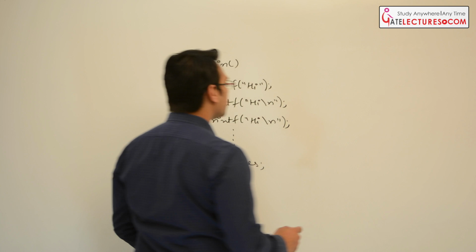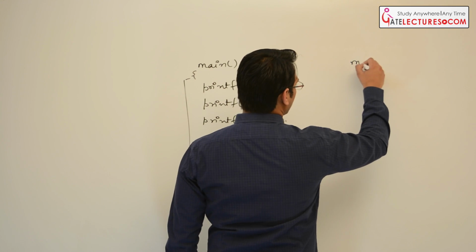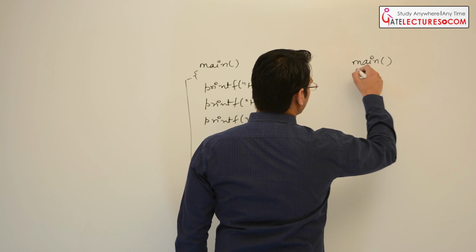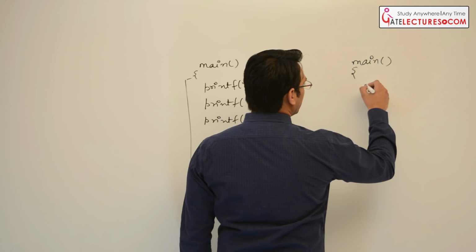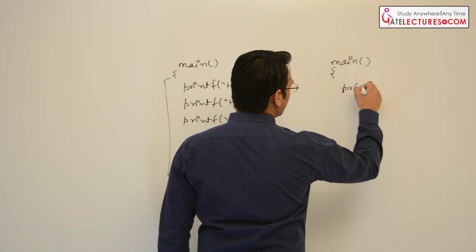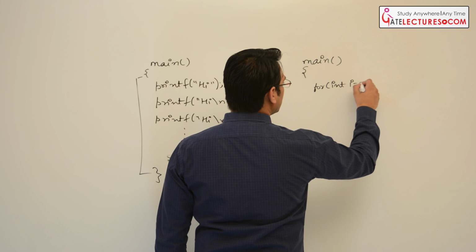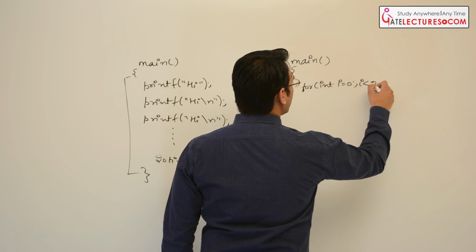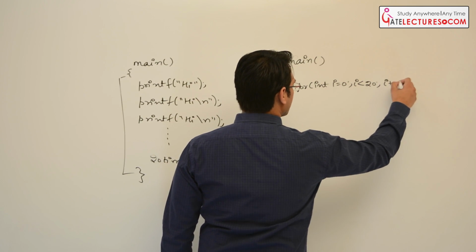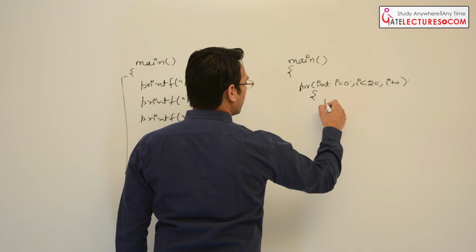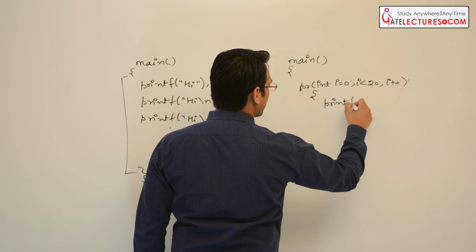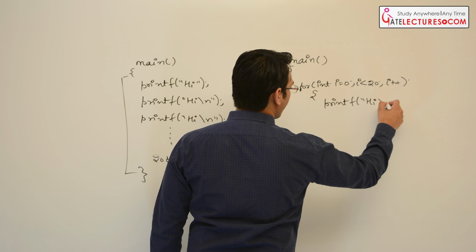Now we have the other program, which is this main function, which says for int i equal to 0, i less than 20, i plus plus, and then we have printf hi.